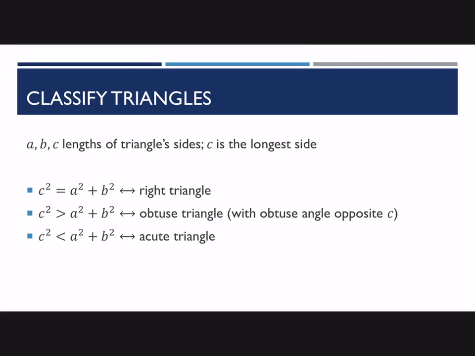And then if C is the longest side, then the angle across from C is still the largest, but in an acute triangle, all three angles would be acute. So those are the three cases. Okay, so equals is right, greater than is obtuse, less than is acute.